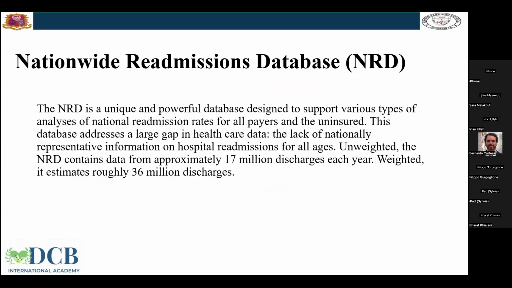Nationwide Readmission Database. This is a very unique and powerful database. This database fills a large gap in healthcare data: the lack of nationally representative information on hospital readmission for all ages. Unweighted, it contains approximately 17 million discharges each year, and weighted it estimates roughly 36 million discharges.